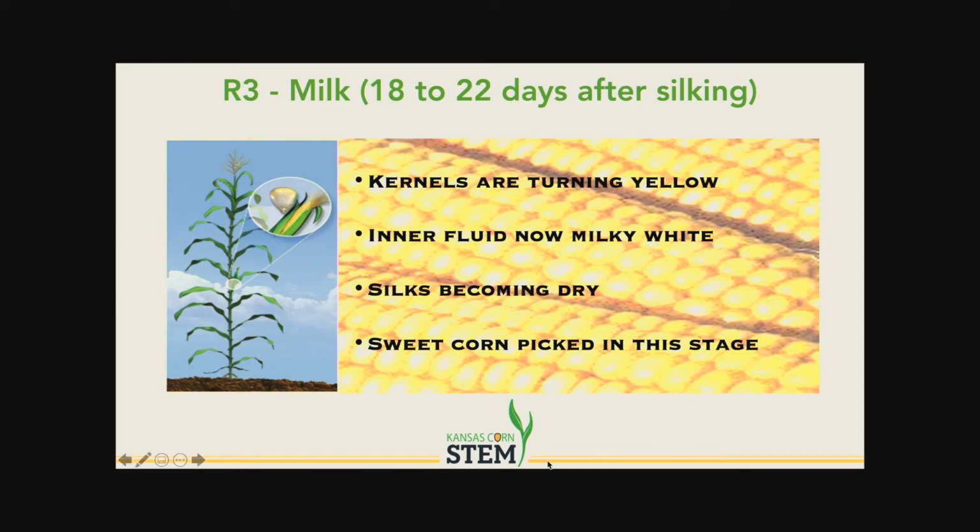And then R3 is the milk stage, right? This is where we start to see those kernels turning pale yellow from that white. We're seeing that inner fluid, now instead of just being very watery, 85% moisture, we're starting to see it turn milky. We're getting sugars developed and even some starches developed from that. The silks are drying out, right? They're becoming darker brown, or even deep brown with that. And this is the stage where actually our sweet corn is harvested.